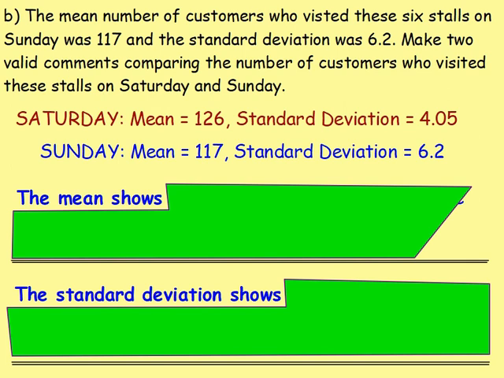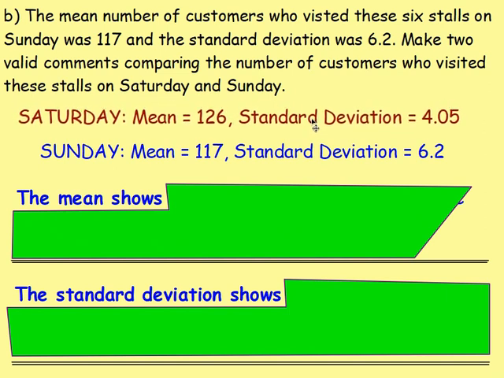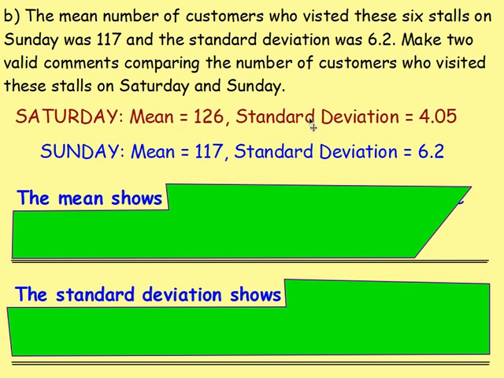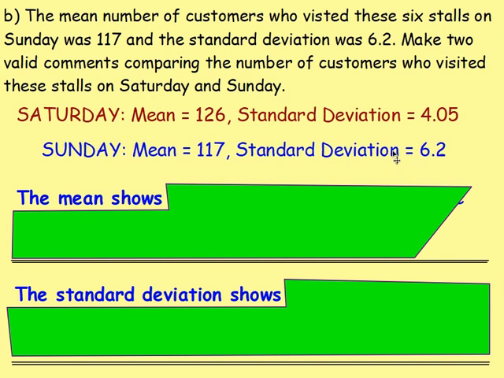Part B, the mean number of customers who visited these 6 stalls on Sunday was 117, and the standard deviation was 6.2. Make 2 valid comments comparing the number of customers who visited these stalls on Saturday and Sunday. So remember, this is our answer from part 1. On Saturday, we got the mean to be 126 and the standard deviation to be 4.05. For Sunday, it's telling us in the question, there's a mean of 117 and a standard deviation of 6.2. So we want to write down what that shows us.